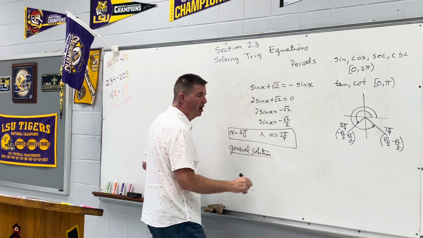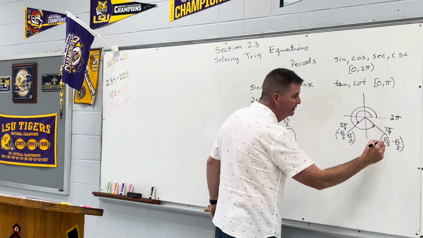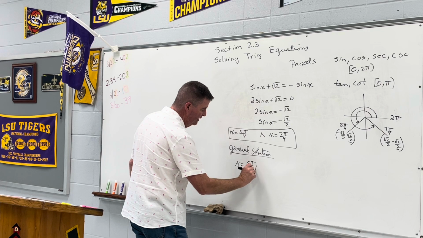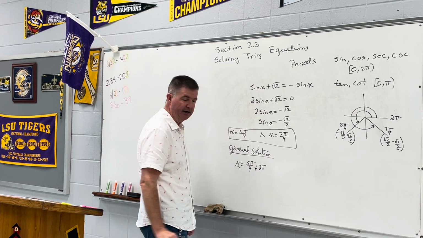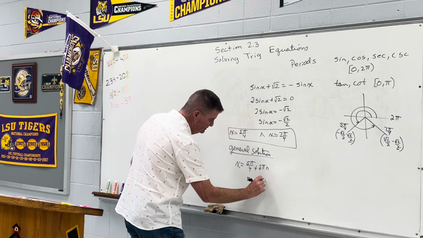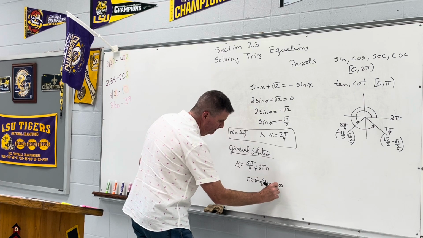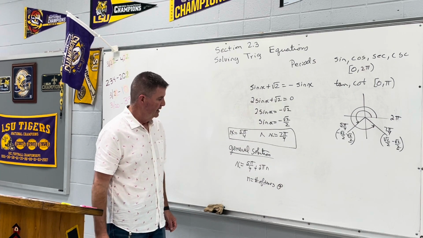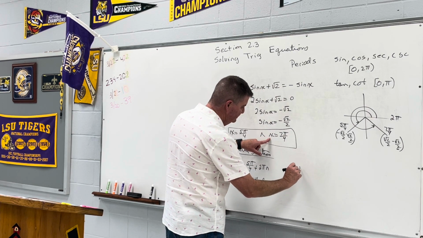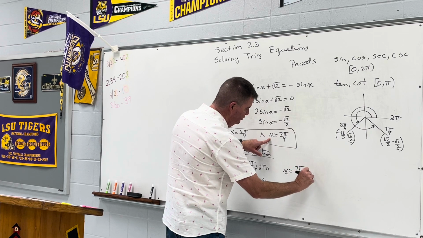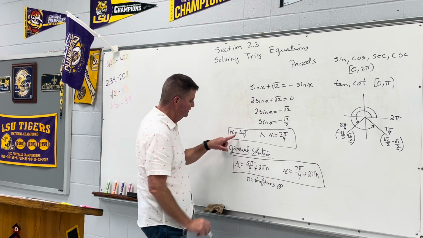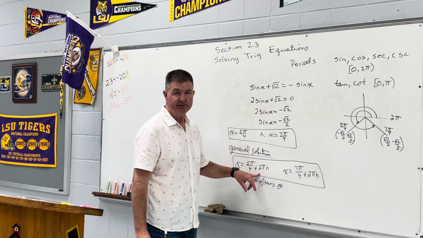And we know that all the way around is 2 pi. So the general solution is x equals 5 pi over 4 plus 2 pi, which is all the way around, times n, n being the number of times around. So it's 5 pi over 4 plus 2 pi n, and x equals 7 pi over 4 plus 2 pi n. They're going to ask you to find a solution, and then they're going to ask you for the general solution.